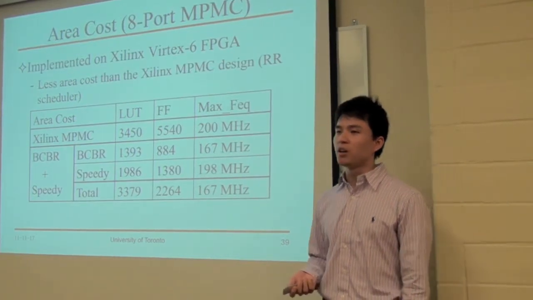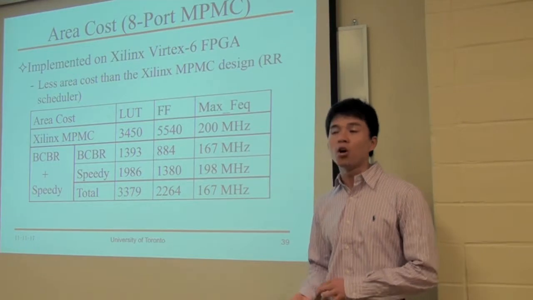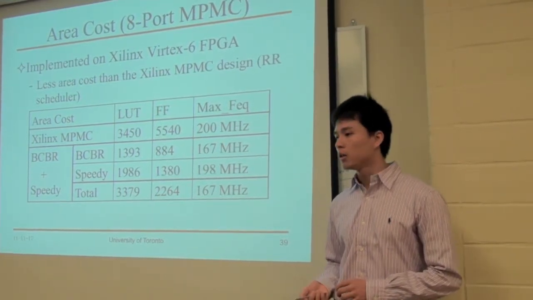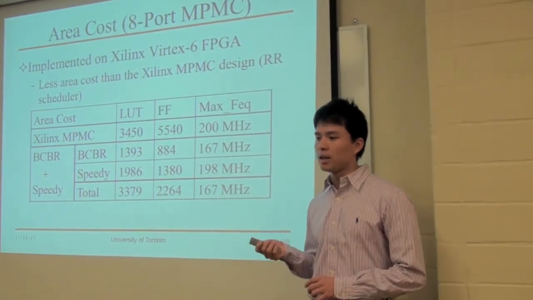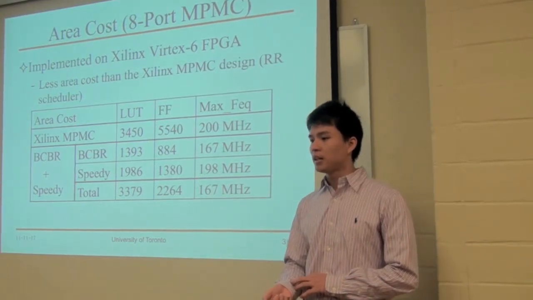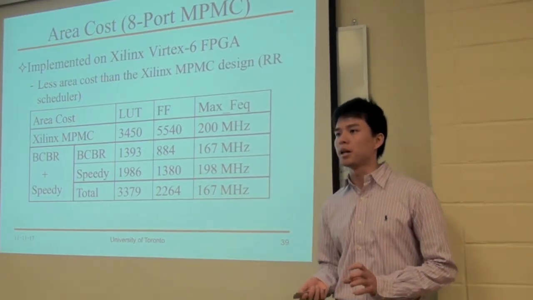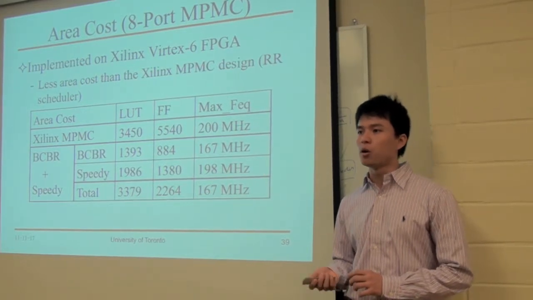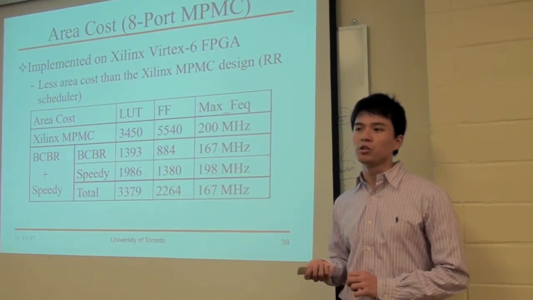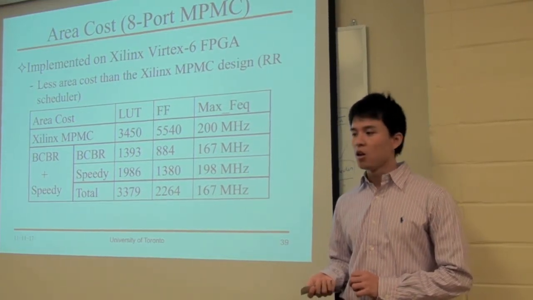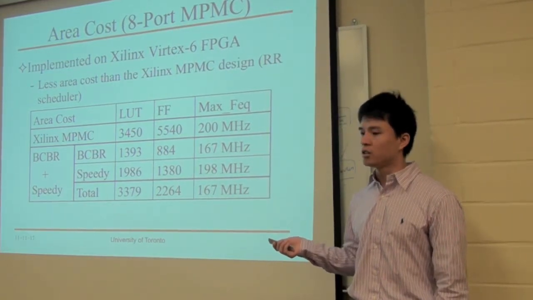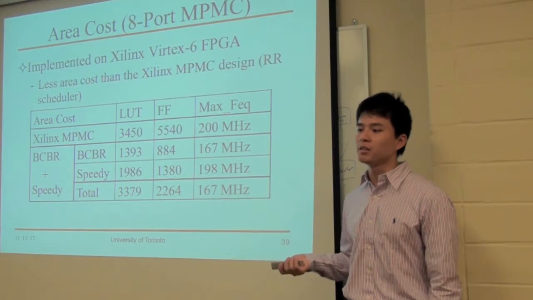We also want to compare the area cost with the Linux 8-port multiport memory controller, which uses a round robin scheduler by default. The results are collected from a Virtex 6 FPGA. Because Linux MPMC includes both front-end and back-end memory controller, we paired our design with a speedy back-end memory controller, which is also designed for Virtex 5 FPGA. We can see that our design has less hardware cost but comparable clock frequency.